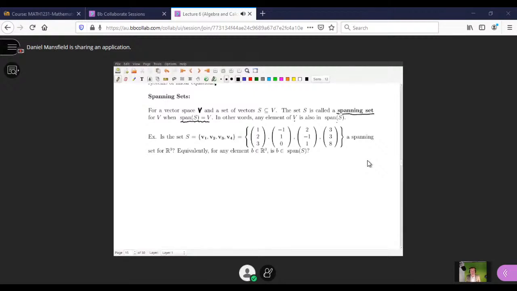For example, is this set of vectors, V1, V2, V3, V4, this lovely set of vectors here, the ones that are in your hand, imagine you've got four vectors in your hand. Is this a spanning set for your vector space R3? Is it a spanning set? So equivalently, does any element B from R3 belong to the span?